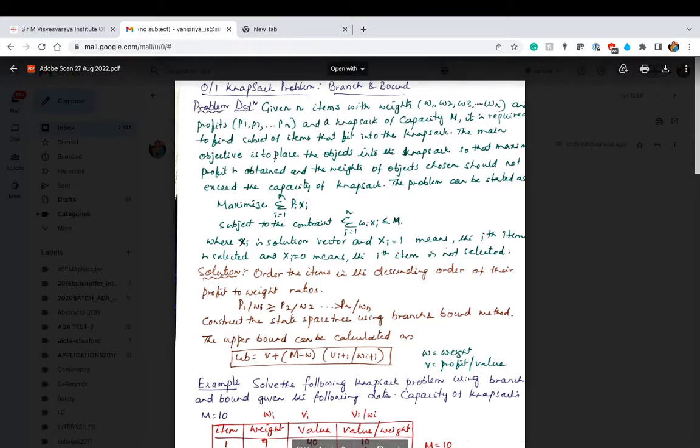Good evening. I am going to explain the 0/1 knapsack problem under the branch and bound method. We already have seen this knapsack problem earlier, right? So, what is the problem definition?